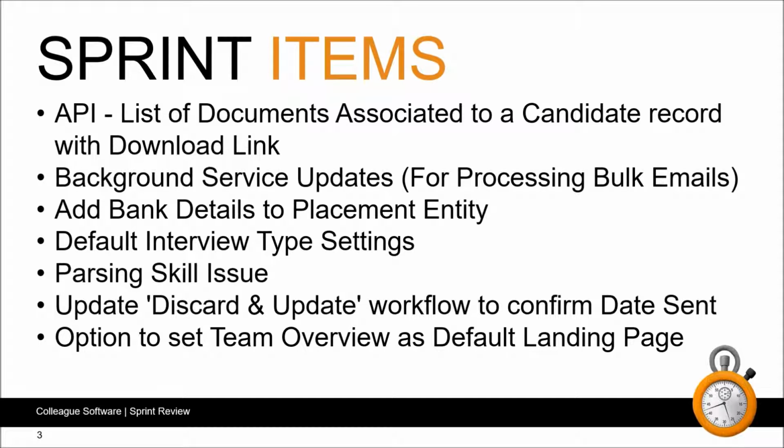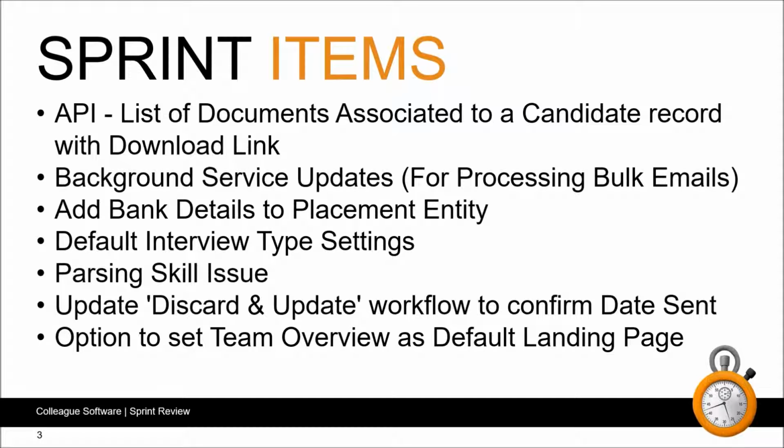Looking at the high-level items and to explain further, in this sprint we've been able to enhance our API with an additional method so that third parties can call and receive a list of documents associated to a candidate record. This is with then a link to download each document. There are also security settings in place to allow a client the ability to define which document types are accessible to the API and which are not.